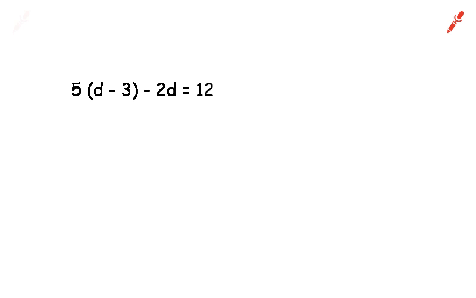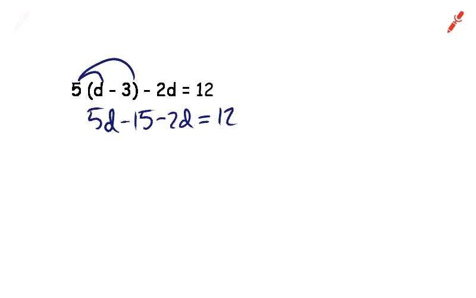So, now that we've got it copied down, let's go ahead and we're going to distribute first again, because please remember that distribute means multiply, people. Distribute means multiply. We do not add before we multiply. Ever. So, we're going to start off and we're going to distribute. 5 times d is 5d, minus 5 times 3 is 15, minus 2d equals 12. So I got 5d minus 15 minus 2d equals 12.